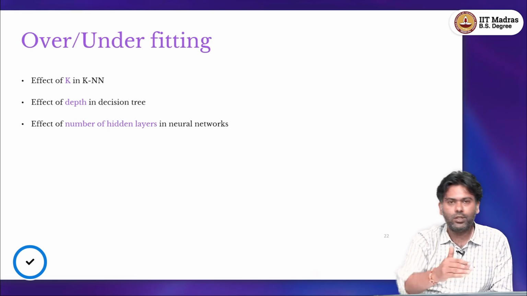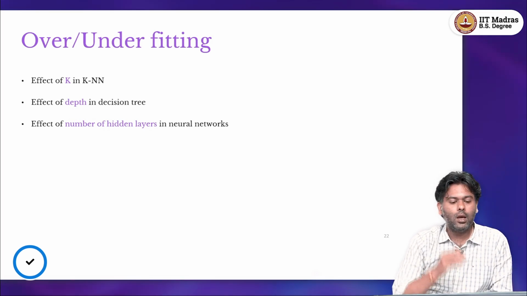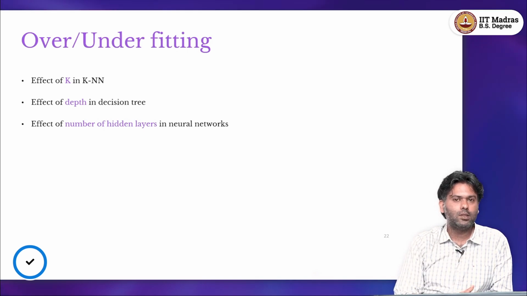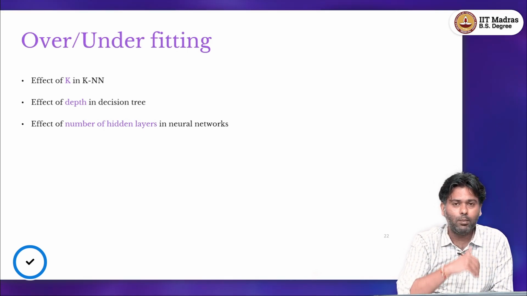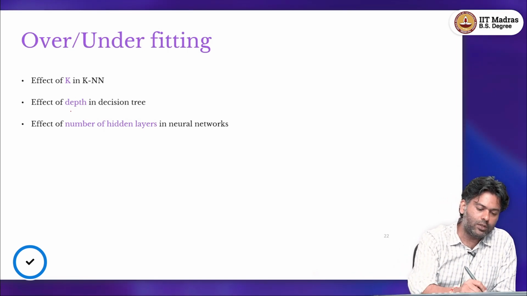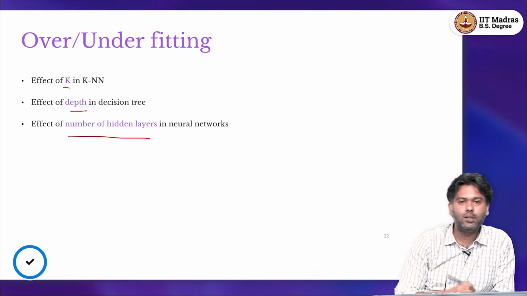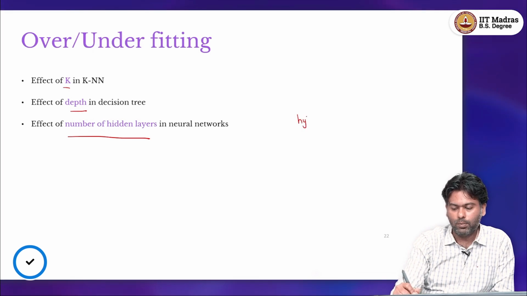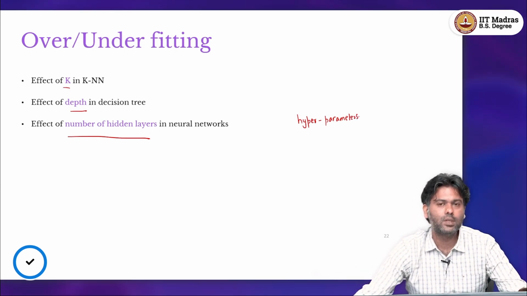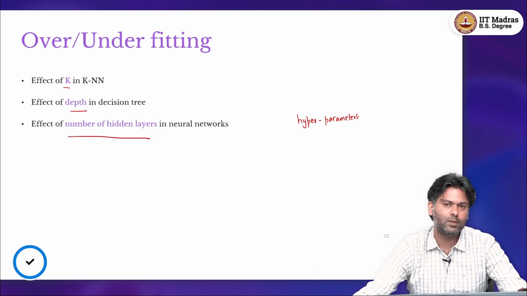So in the live session, you will also see how you can choose in a principled way these choices of what are called hyperparameters: the k in k nearest neighbors, the depth in decision tree, and the number of hidden layers in neural networks. These are called hyperparameters. And the question you can ask yourself is, how would you make these choices, right?